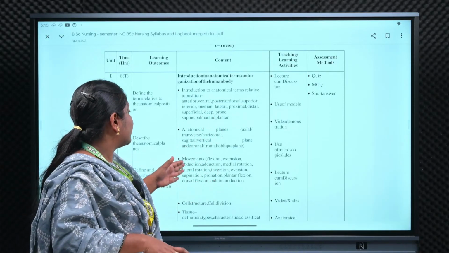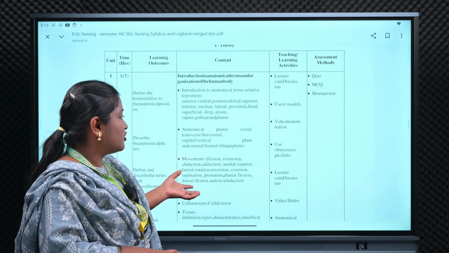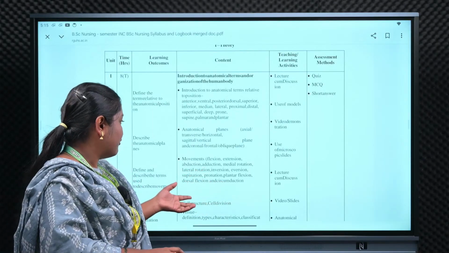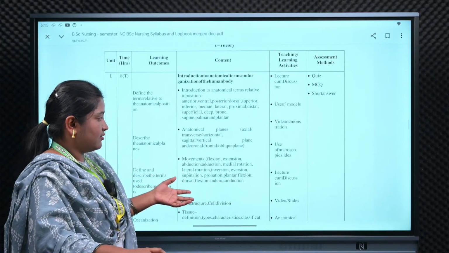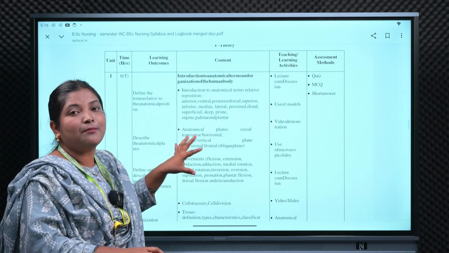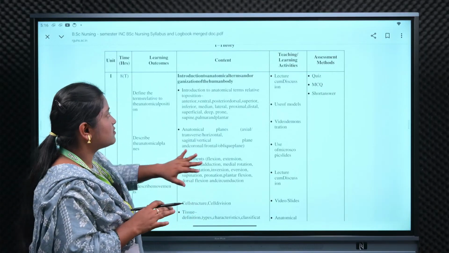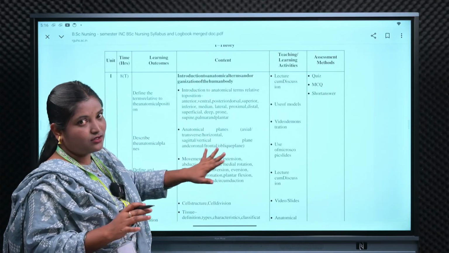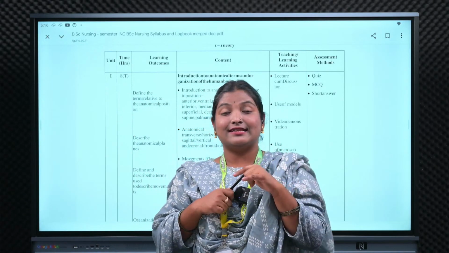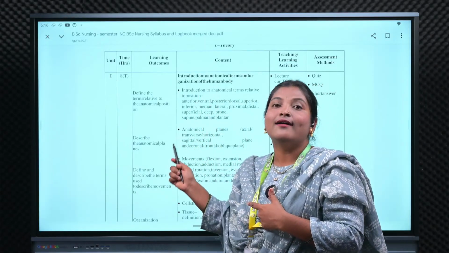Next is movement: flexion, abduction, extension, adduction, medial rotation and lateral rotation, inversion, eversion, supination. All these things act as the basic terminologies of anatomy. So this is all about the terminologies. First we talked about the position, second the planes, and third we are going to talk about the movements related to the terminologies.